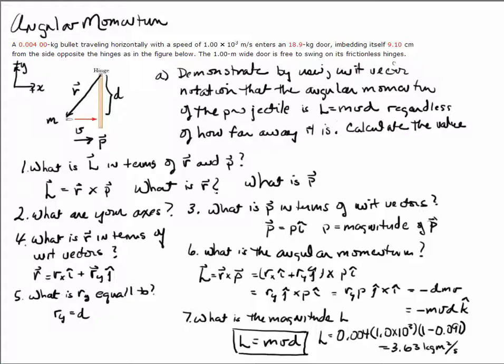The other thing is we know that the system is the hinge and the projectile. When the projectile embeds into the door, what is the angular momentum of the projectile and door? You should be able to answer that immediately. End of problem.